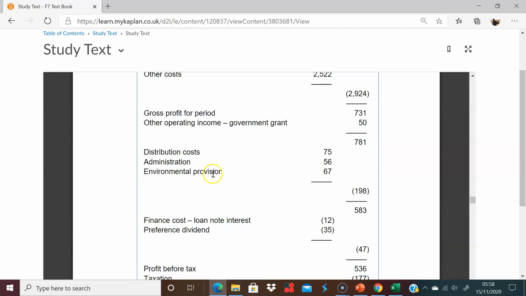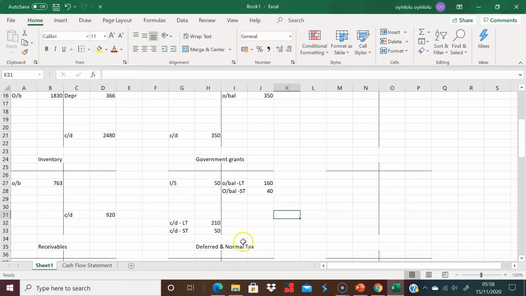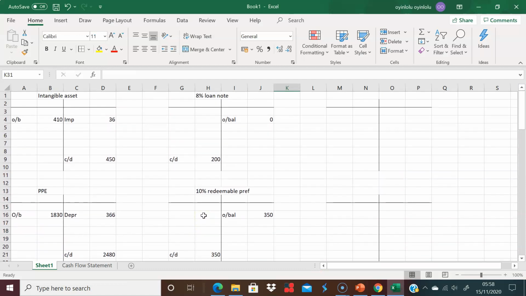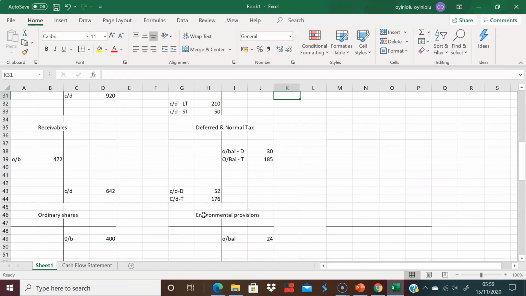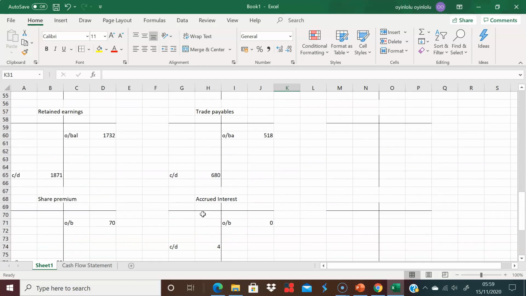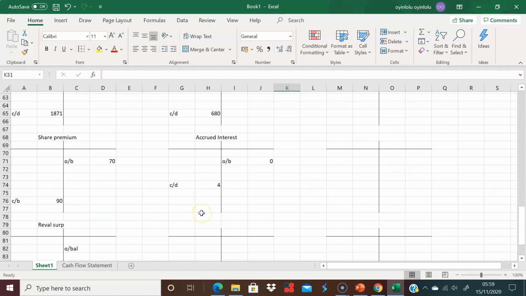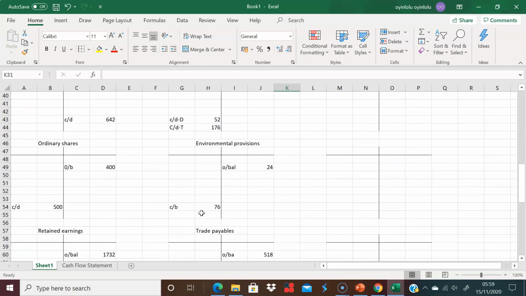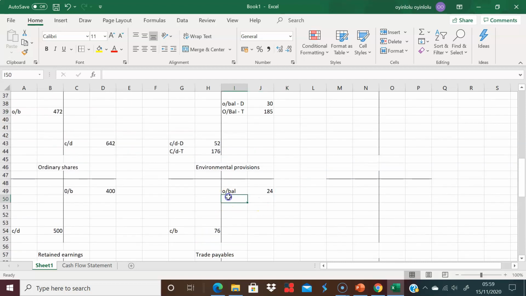So what I have here is you've put through a provision of 67, no problem. Now I'm interested in the non-cash movement. So that's my provision of 67. So let's just go here. I'm just going to come here, first of all, to my environmental provision of 67. Here we are. I'm going to put here provision in the year, 67. That's the first thing.